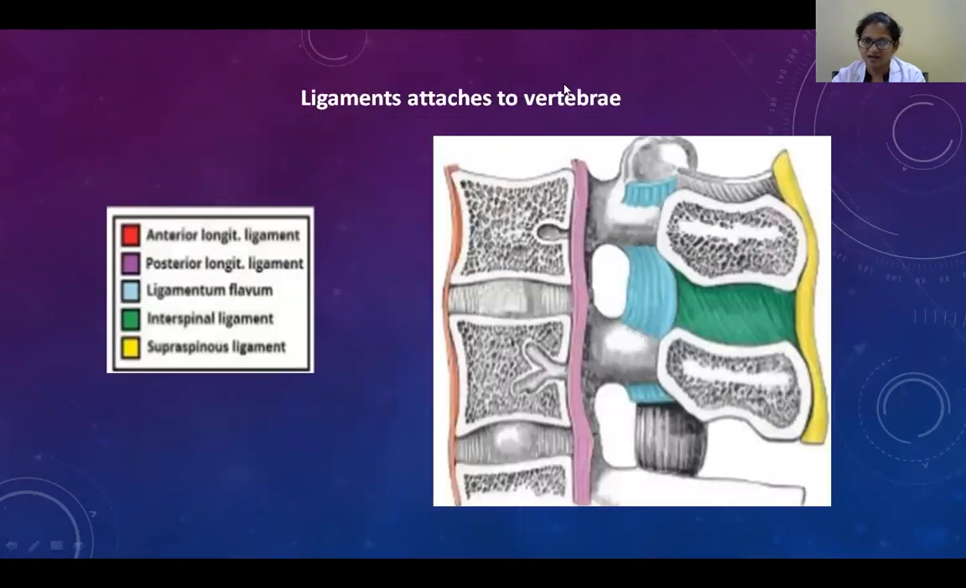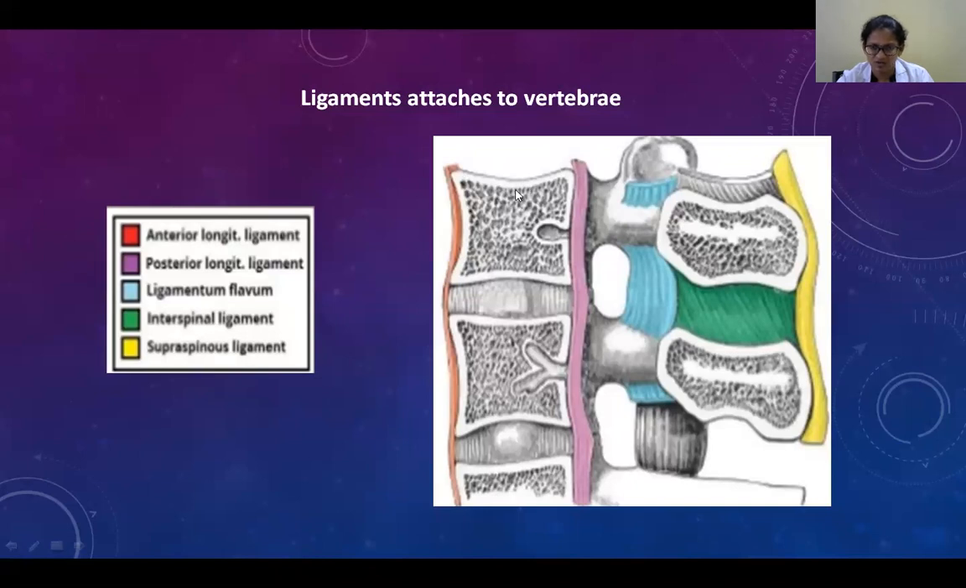And next, coming to the attachments of the ligaments attached to the vertebra. See, this is the body of the vertebra. This is the spinous process of the vertebra. For the body, this is the upper surface, this is the anterior surface, this is the lower surface, and this is the posterior surface.